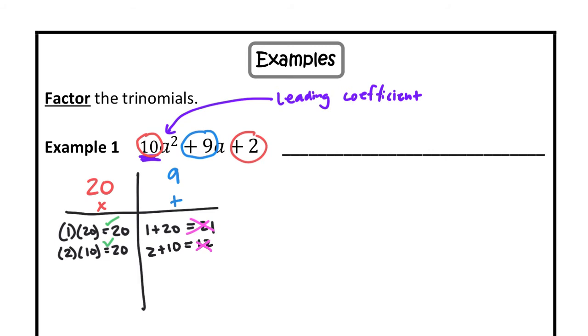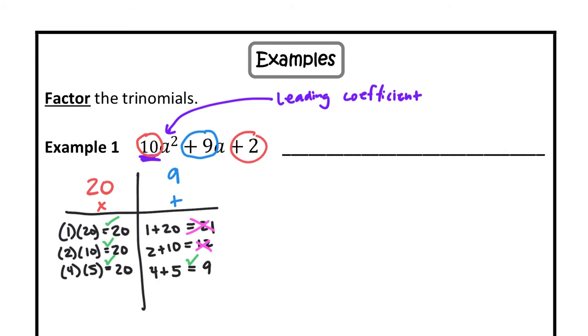So what else? 4 times 5 is also 20. And what's 4 plus 5? Does that give me 9? Yes. So I have 4 and 5 work out. 4 and 5 multiply to give me 20, and 4 and 5 add to give me 9.